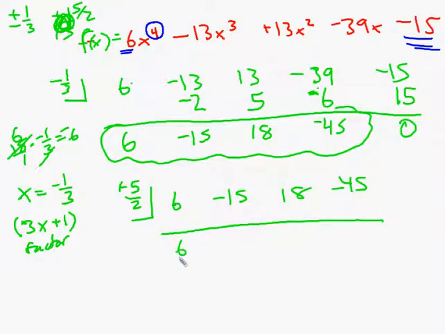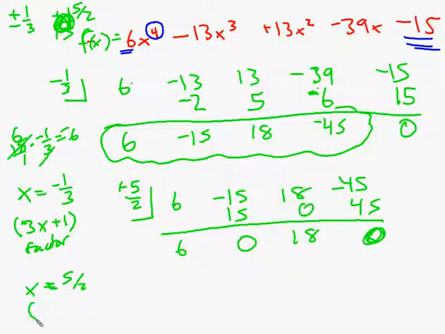So 6. And now I get 15, which gives me a 0 right there. That's what's going to help me out. So I get an 18 right here. And then 18 times 5/2, the 2 cancel, so I get 9, and 9 times 5 is 45, and then I get a 0 right here. Okay? So that means x equals 5/2 is a root, which means 2x minus 5 is the factor. Do you see how I'm getting my factors?